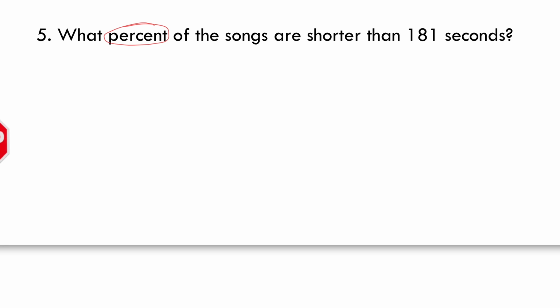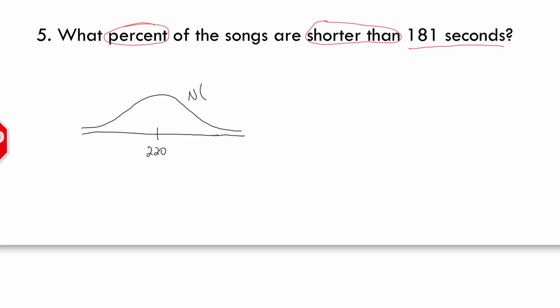Also, keywords that help us know what we're looking for: we're looking for the percent that is shorter than 181 seconds. To give you a visual, we can draw a density curve, label what we're looking for, and shade the area under the curve that we want. Draw a bell-shaped curve, approximately normal. In the middle is your mean, 220 seconds. We can label the density curve to remember what we have. Capital N means normal distribution, the mean is 220 and the standard deviation is 26.